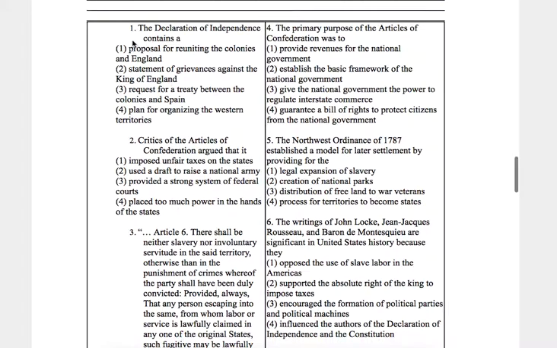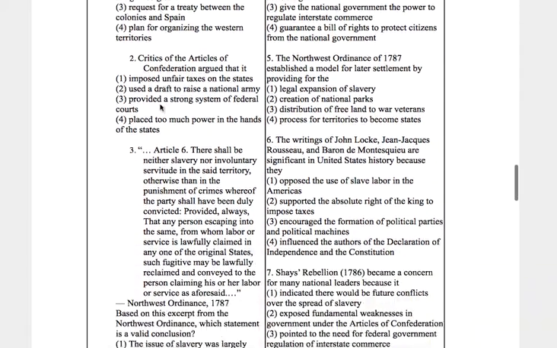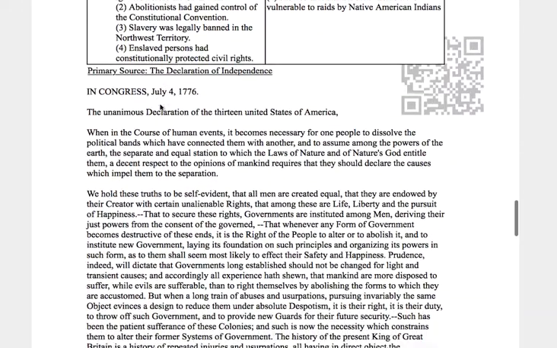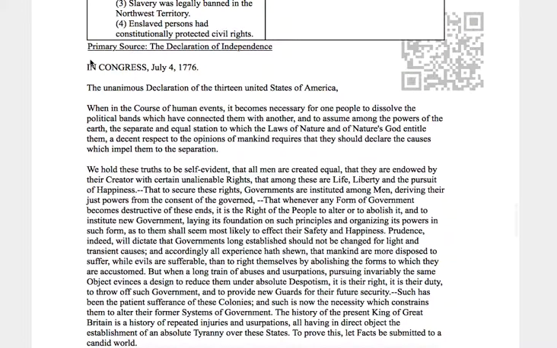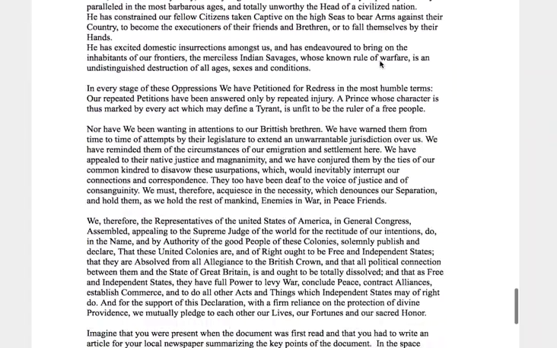The Declaration of Independence contains, so in this part we have a series of questions. And last but not least, our primary source on the Declaration of Independence. There should be a secondary QR code that will list the four major parts of the Declaration of Independence and kind of just give you a little bit of an overview.